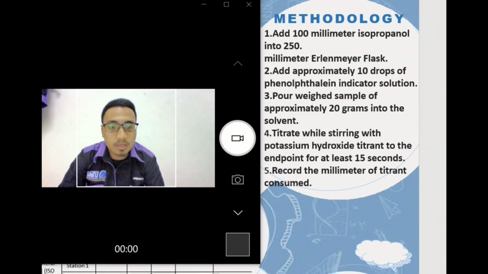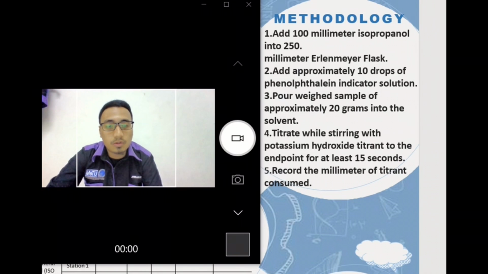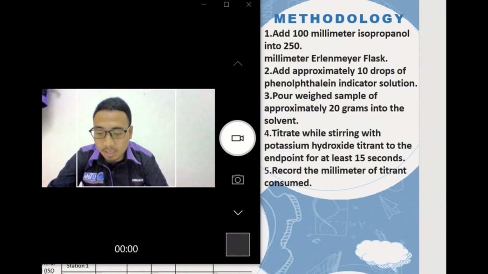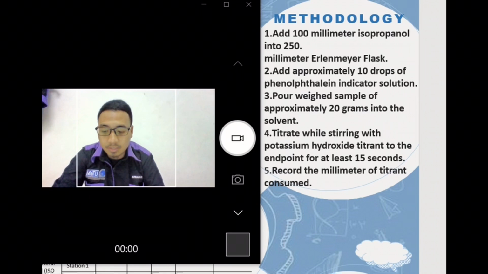First step, add 100 mL isopropanol into 250 mL aluminum flask. Aluminum flask is used to hold and mix chemical. The small neck is to facilitate mixing without spilling.